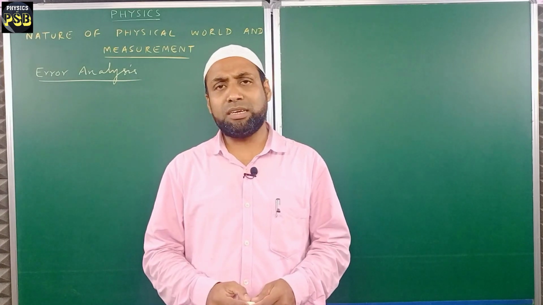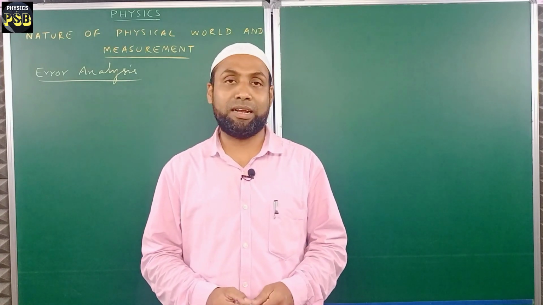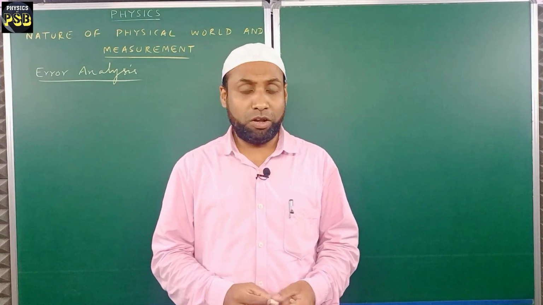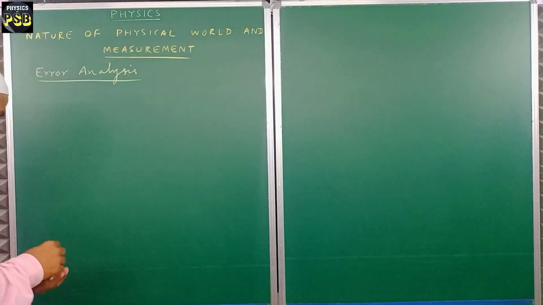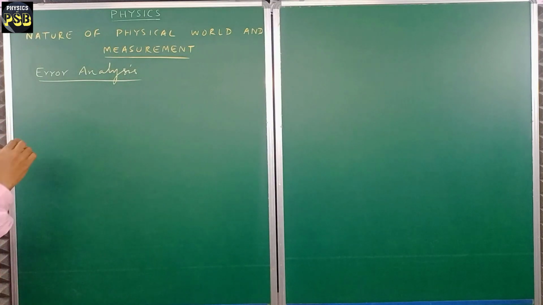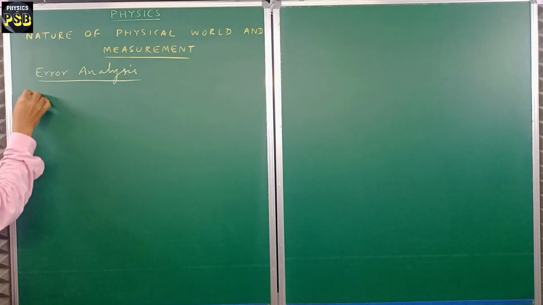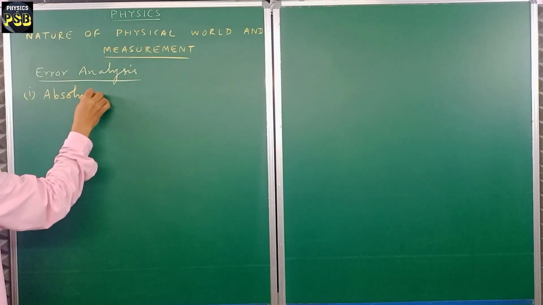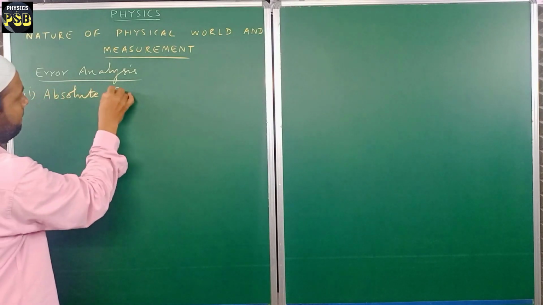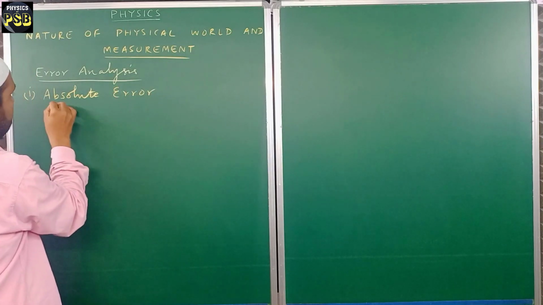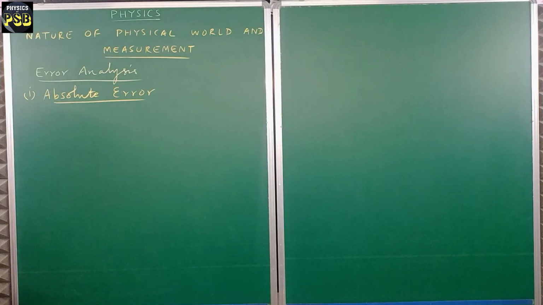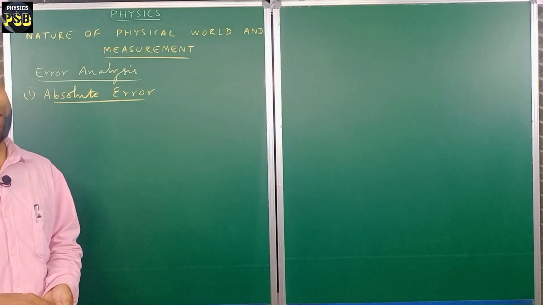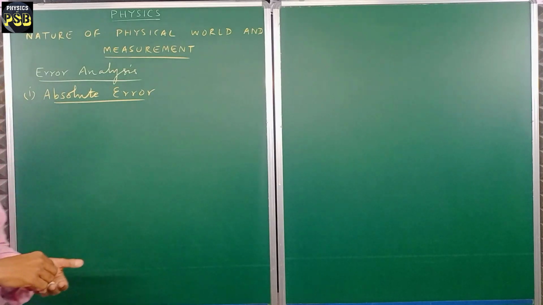In this video, we will discuss the different ways of analyzing error. Let's do it. I'll start with the absolute error. Absolute error. Absolute error is the magnitude of the difference between true value and measured value.